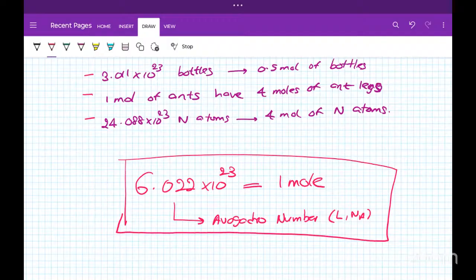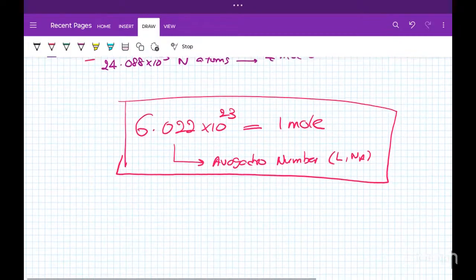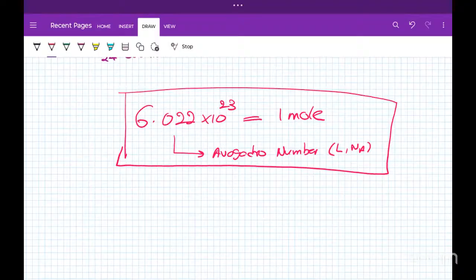Okay, sir. Right. Good. So let's try to do some questions on this one. This is a very simple and very powerful concept, right? In chemistry, some of the concepts are very simple, but they are very powerful. So let's do some questions on this one.